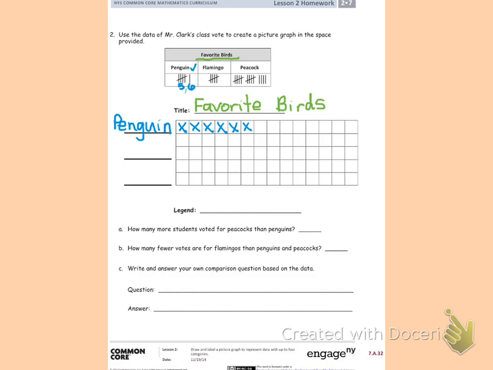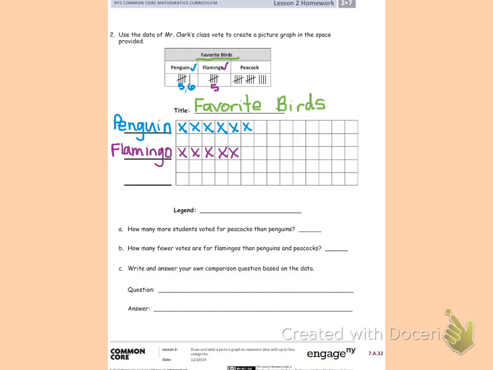Moving on, I'll go to flamingo. Again, I will capitalize the word flamingo since it is the title of this category. And I will look at the number of tally marks. 5. So now I will mark the boxes. 1, 2, 3, 4, 5. And put a check mark since I finished that one.